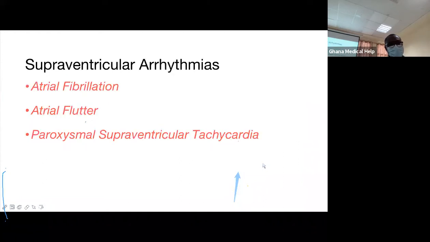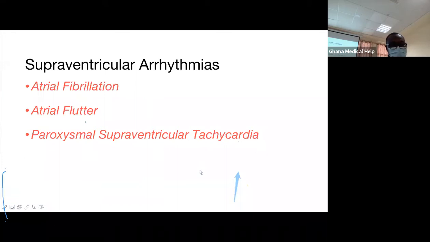All right. Now it gets more complicated, isn't it? We go to the supraventricular arrhythmias. Supraventricular obviously just means above the ventricles. Those ones include atrial fibrillation, atrial flutter, then paroxysmal supraventricular tachycardia. I think these are the common diseases. There are even some that have been left out of this.